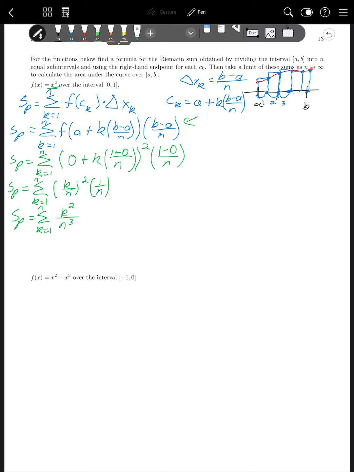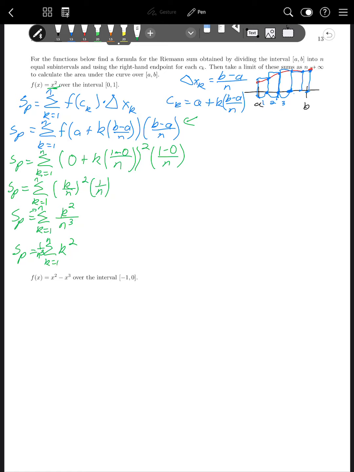Okay. And now we can use our sum rules to get rid of the constant. So what's the constant here? Well, the constant is n, because n is fixed by whatever number's on top of our summation there. So I can bring the fraction 1 over n cubed out in front of my summation. So this would be S_P equals 1 over n cubed times the sum of k squared, from k equals 1 to n.